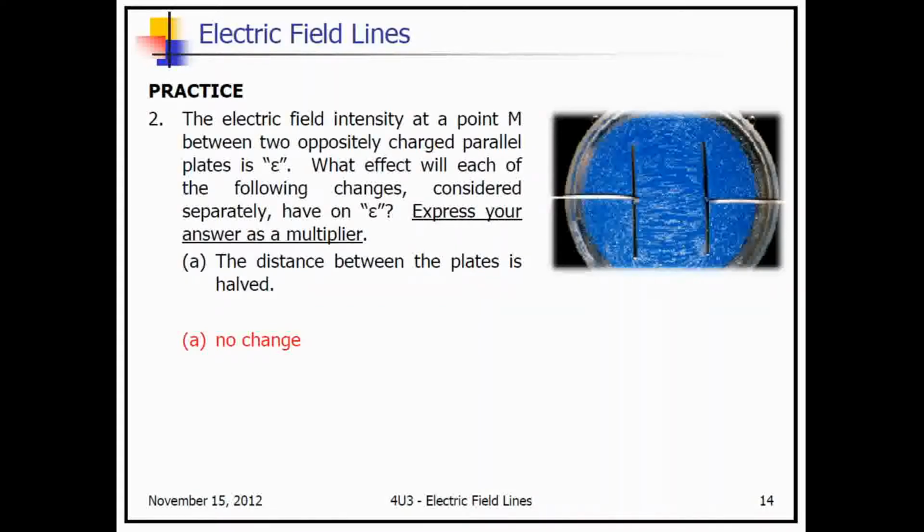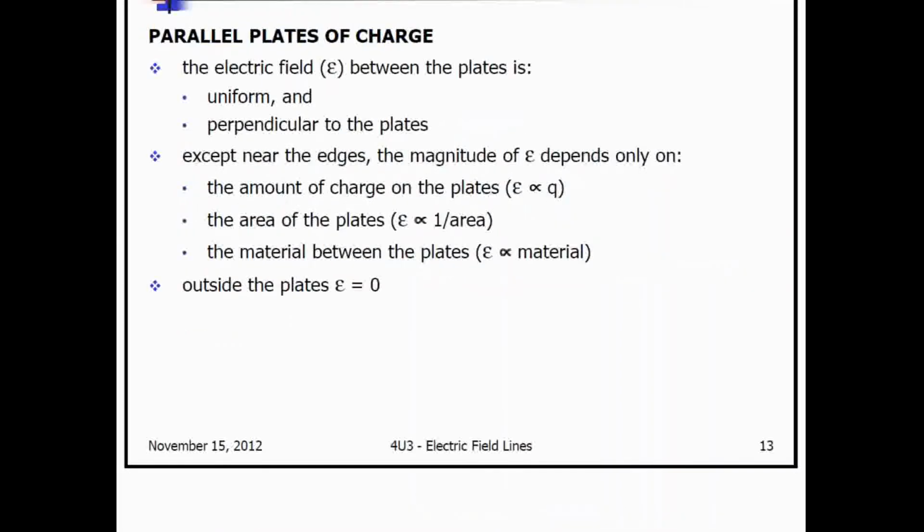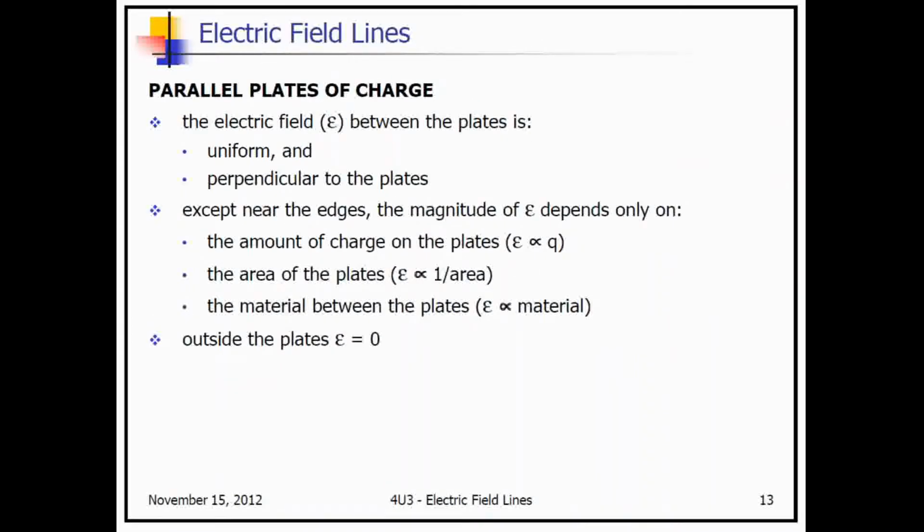So here's a question. It says the electric field intensity at point M between two oppositely charged parallel plates is epsilon. What effect will each of the following changes, considered separately, have on epsilon? So if the distance between the plates is halved, what would happen? There would be no change. The distance between the plates doesn't have an effect. If you looked at the previous slide, and we'll just go back quickly, the distance between the plates is independent of the epsilon.